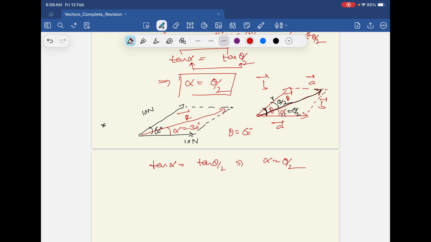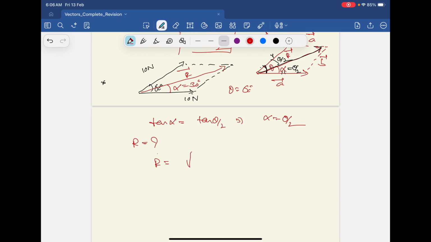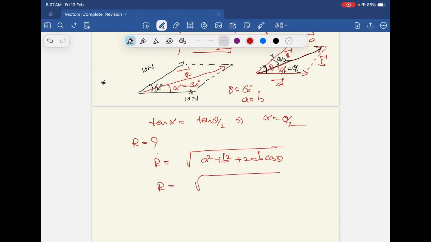In this case, what is the resultant, if you ask? What is the formula for the resultant? R is equal to root of a square plus b square plus 2ab cos theta. a is equal to b also, isn't it? These two vectors are equal. So you can take a square plus 2a into a, again a square into cos theta. So you can take, students, 2a square common, so 1 plus cos theta.